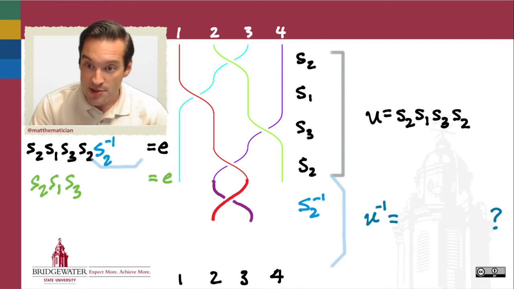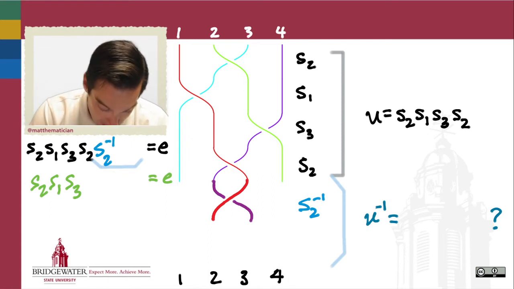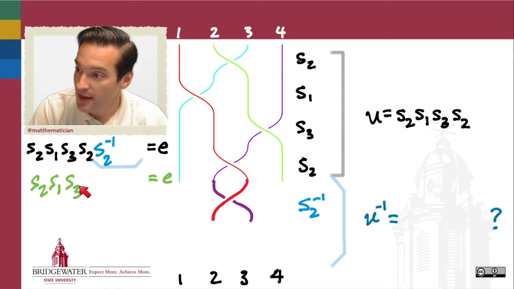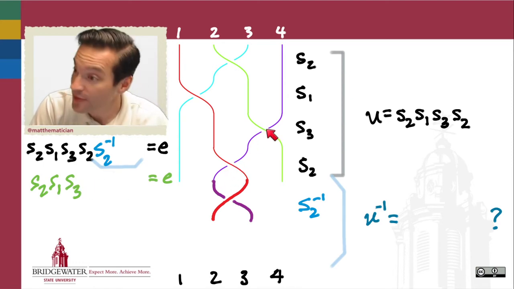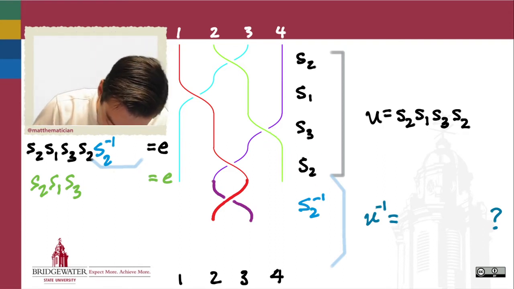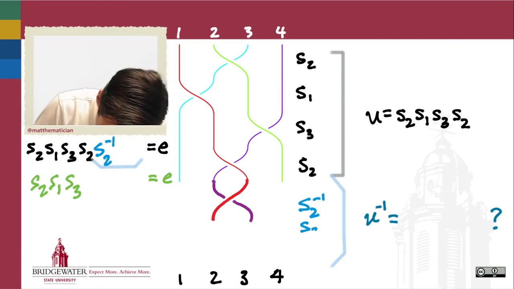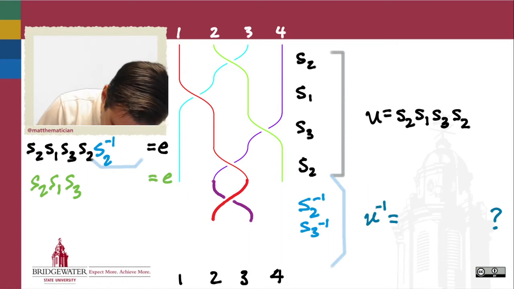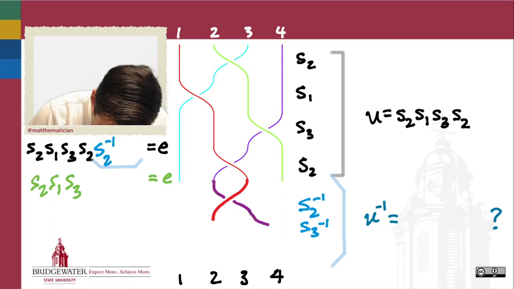So following that strategy, what is my next step? S3 inverse. Yeah. So now I need something that can cancel out this S3. Working backwards, upwards in my braid, I need to cancel this crossing that's over here next. And so an S3 inverse would accomplish that. So S2 inverse, S3 inverse. And so S3 inverse brings the purple strand back over underneath the green.